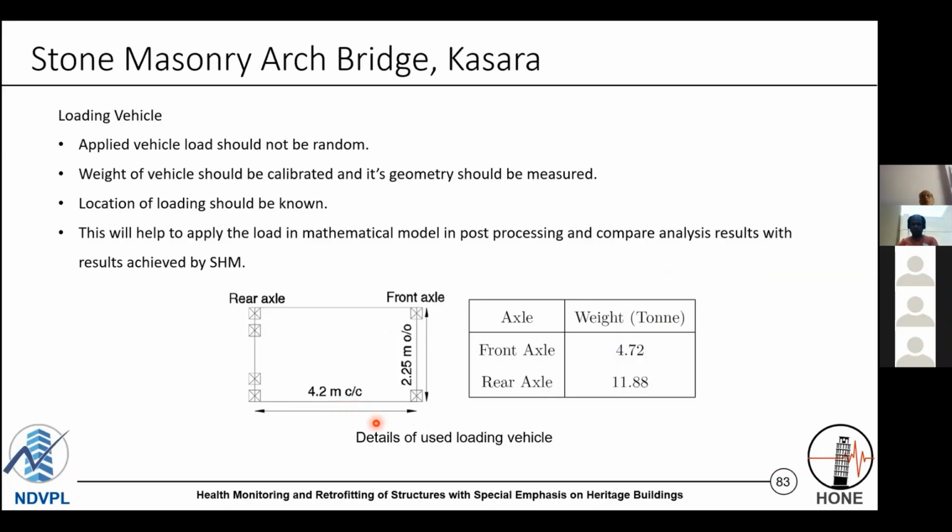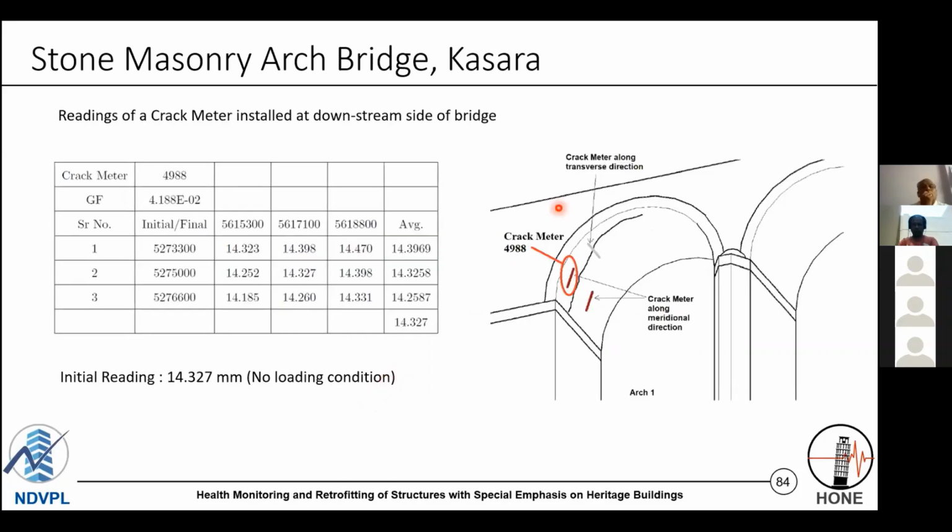Then we put a calibrated vehicle to pass over this bridge. We actually checked the axle load of that particular vehicle, for the front axle as well as for the rear axle. We allowed that vehicle to pass on that bridge, and when it was passing, we checked the actual deformation in this particular crack meter. So for example, we are checking crack meter 4988. The deformation at zero reading was this.